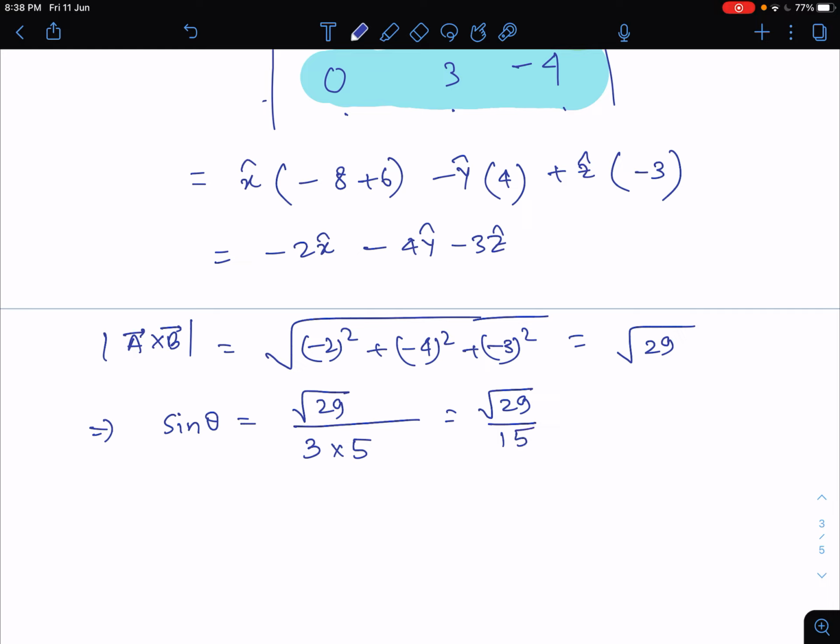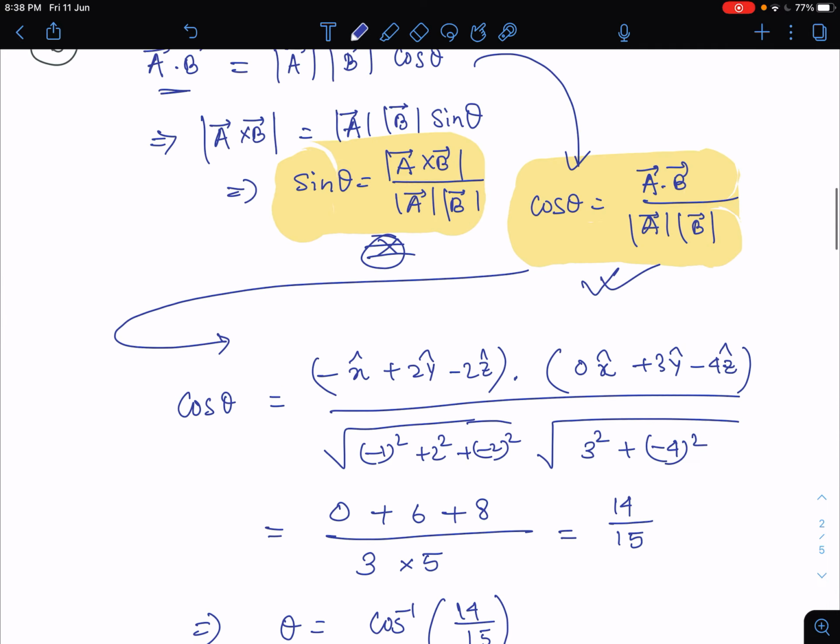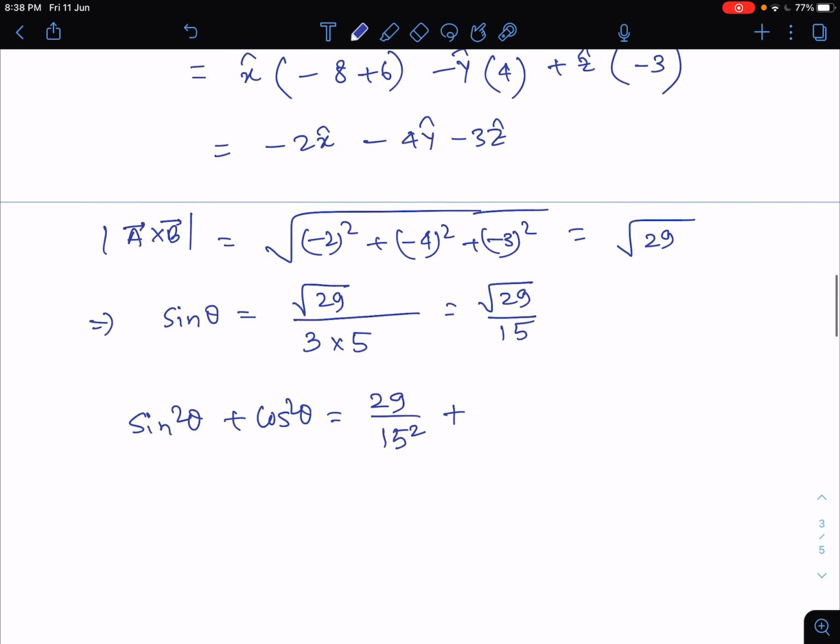So how do we verify our formalism is correct? If you take sine square theta plus cos square theta, the sine square theta is 29 by 15 square, right? And what about the cos square theta? Cos square theta is 14 by 15 square. So you will get 14 square plus 29, and if you calculate, you will get 15 square by 15 square, that is 1. So our answer is correct.